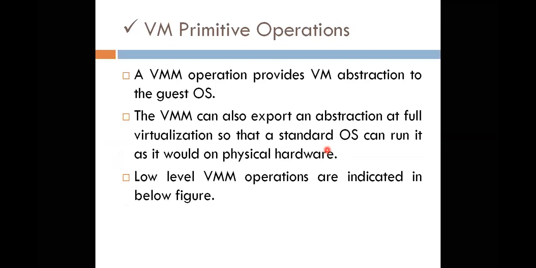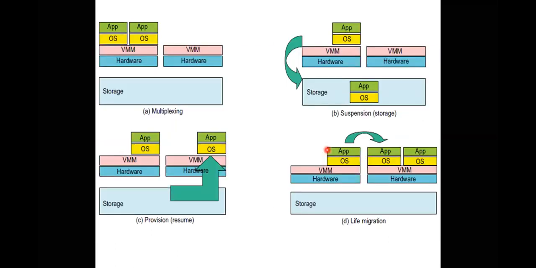After that we have some basic operations, primitives, which are explained in 4 ways. The first one is multiplexing, then suspension, then provision, which can be the resume, and the last one is live migration. If you see this diagram, what the diagram consists of here is the storage.